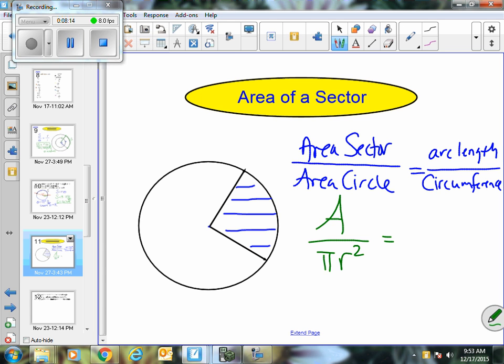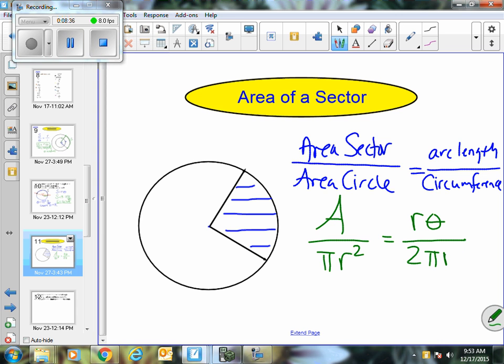Pi r squared. Arc length, we just did that, r times theta. And let's talk circumference for a second. There's two formulas out there kind of commonly accepted for circumference. One of them is pi times the diameter. The other one is 2 times pi times the radius. Taking a look at the other information we have, what do you think would be a better option?